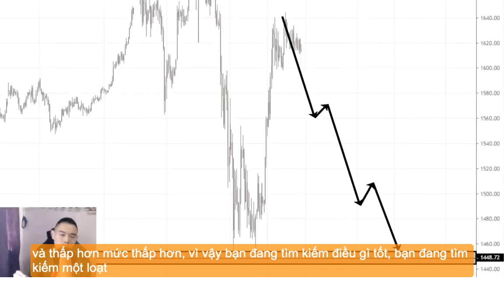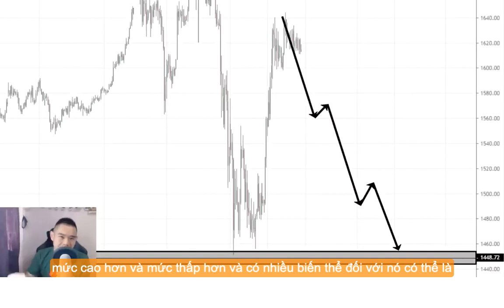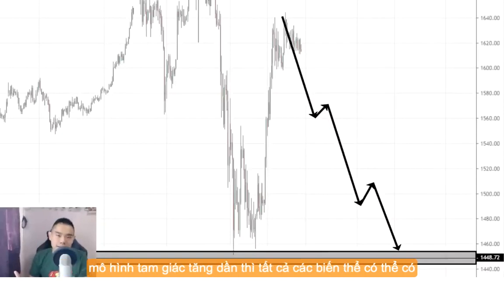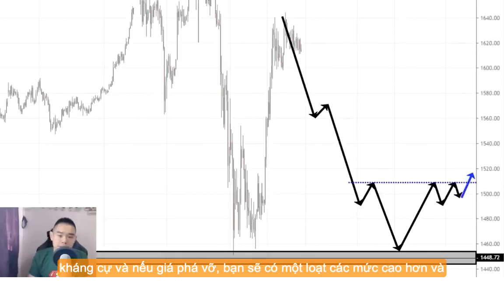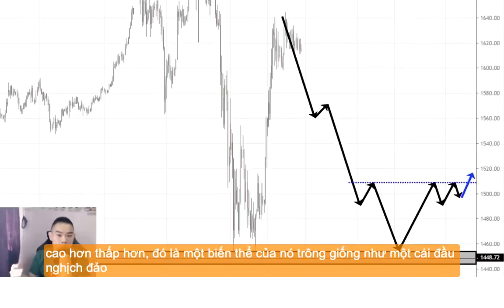So what are you looking for? Well, you're looking for a series of higher highs and higher lows. And there are many variations to it. It could be something like an inverse head and shoulders pattern. It could be an ascending triangle pattern. There are all possible variations. It could be something like this. Then it starts to consolidate here. And this is your neckline, your resistance. And if the price breaks out, you now have a series of higher highs and higher lows. That's one variation of it.